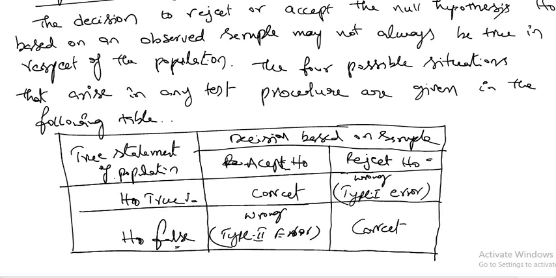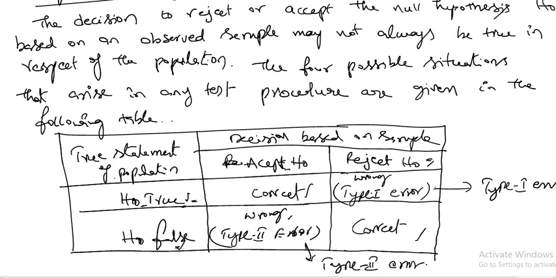That is, when the population statement is true and you accepted, that is correct. When the population statement is false and you rejected, that is also a correct situation. Whereas here H naught is true but you rejected, that is a wrong decision. And H naught is false but you accepted H naught, that is also a wrong decision. This one we call type 1 error, and this one we call type 2 error.